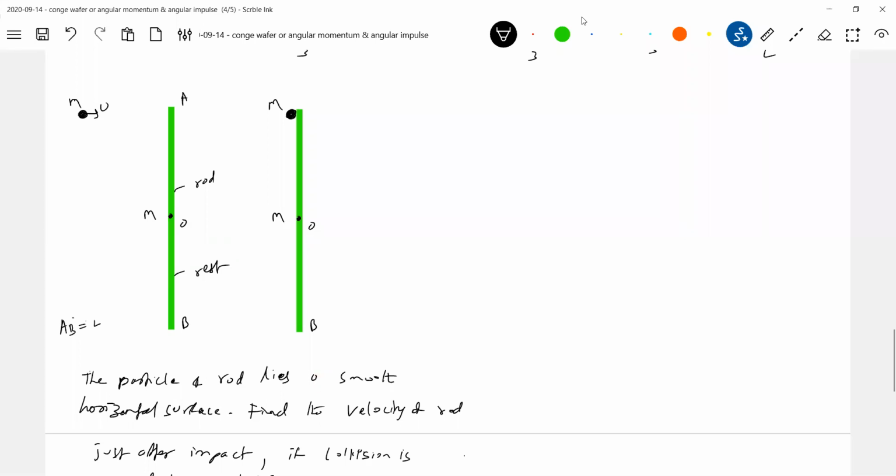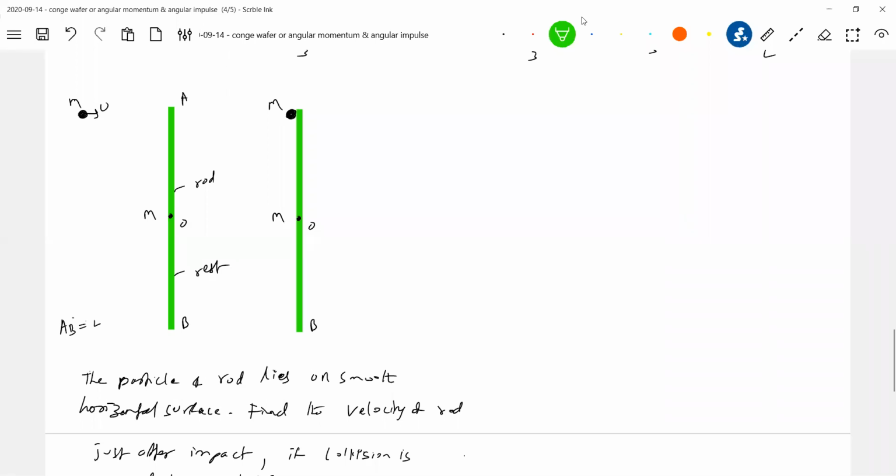These are very popular. If you check the advanced papers, they have asked some 14 times, not 1, 2. All different, just about the rod. But the idea is the same, for all those 14 numericals the idea is the same. It's very popular. After collision, what happened to rod plus particle?